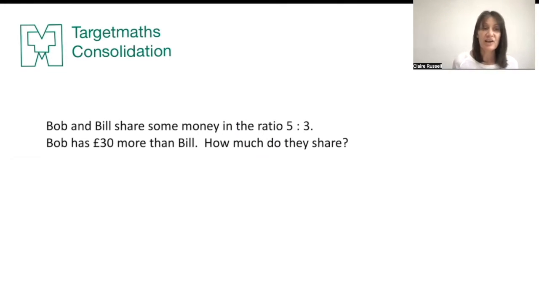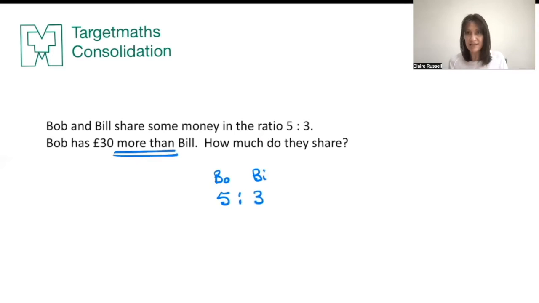Okay, so really, really important that we take the information from the question and we write it mathematically. Okay, we've got Bob and we've got Bill. They both begin with B, so I'm putting a bit more in so that I remember who is who. In the ratio of 5:3. Bob has £30 more than. Okay, Bob hasn't got 30, he's got 30 more than.